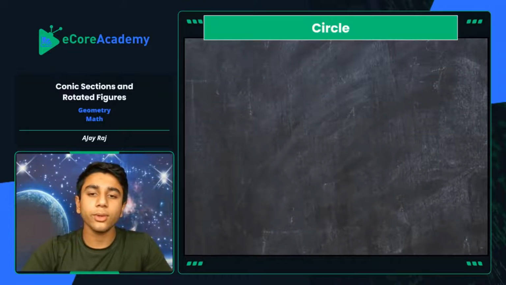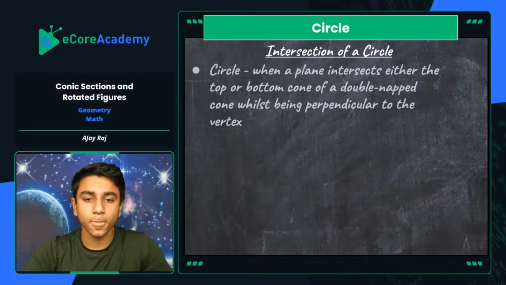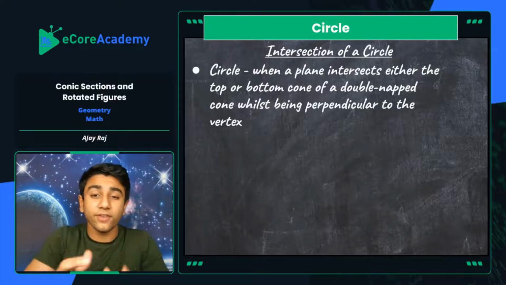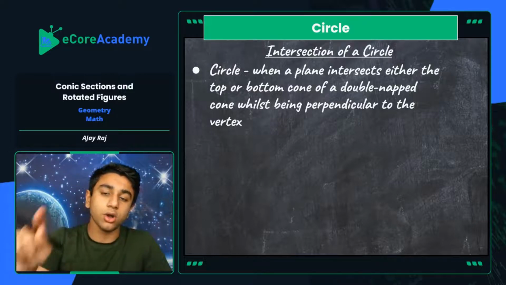Moving on to our next figure, we have our circles. So let's look at the intersection of a circle on a double napped cone, specifically one double napped cone, and I'll explain that in our definition. So a circle occurs when a plane intersects either the top or bottom cone of a double napped cone, and it's going to be perpendicular to the vertex. This is very important. We know that circles are very unique in the fact that they have equal degree measures, meaning they're going to be one consistent motion all the way around.